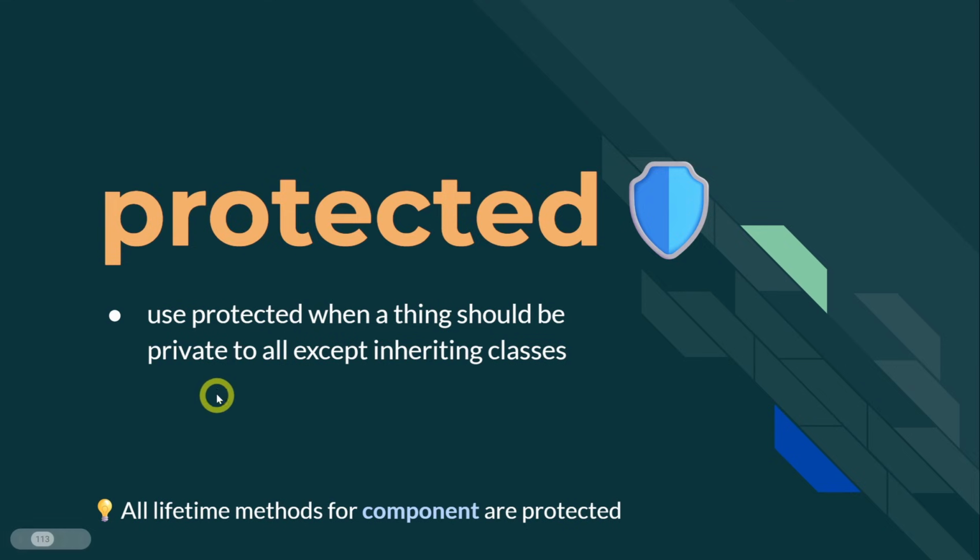For an example of protected, you'll notice that all the lifetime methods for a component from scene graph are protected because they shouldn't be called from outside of the class and outside of anything that inherits that class. It should only be called by things that are aware of component, itself and everything that derives from it.